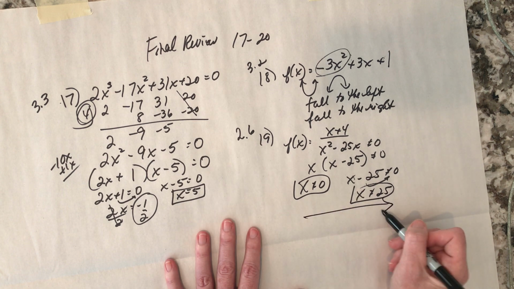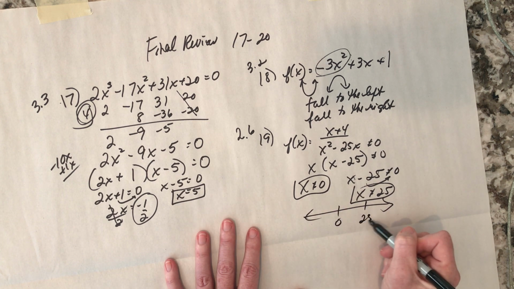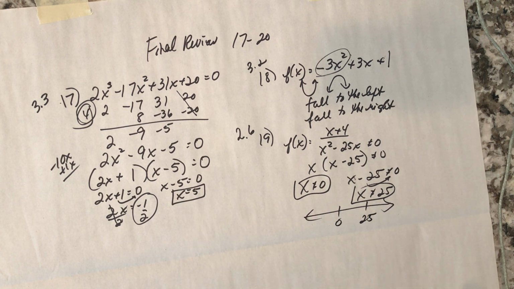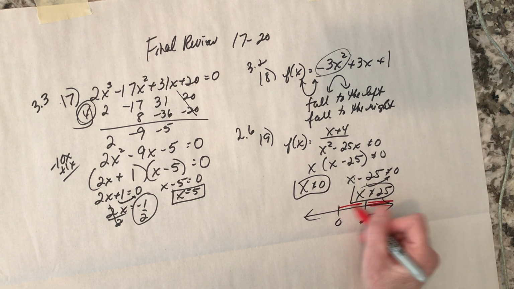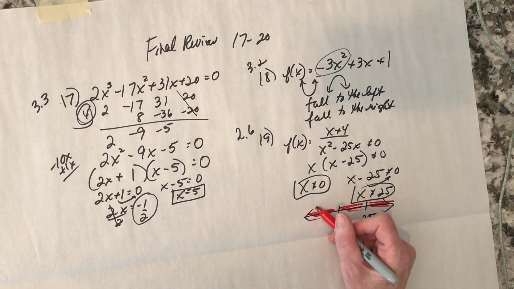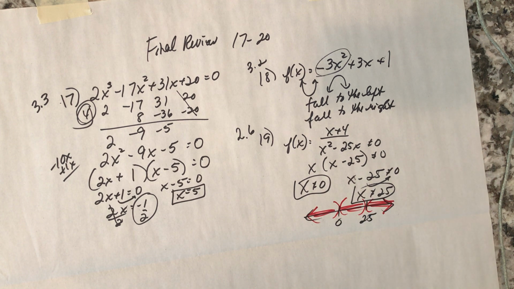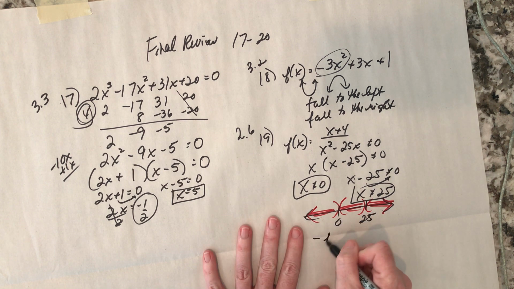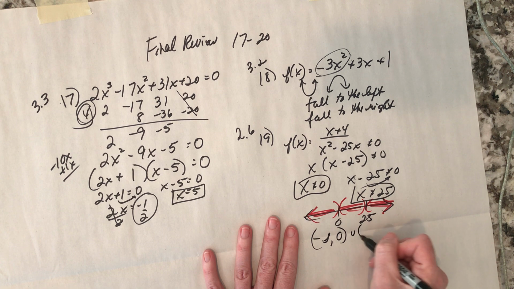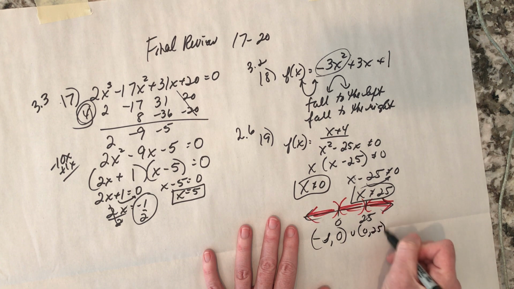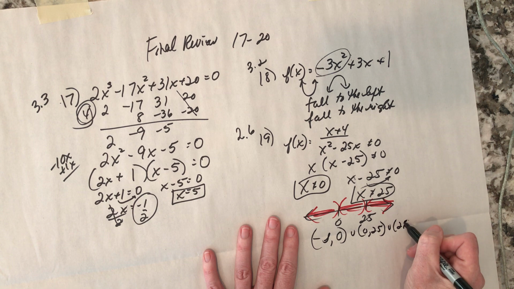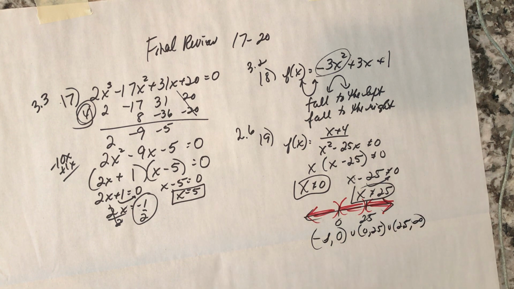If they ask you to do it in interval notation, you're good for anything over there, anything between them, anything to the left. Not 0, not 25. So we've got negative infinity to 0, union 0 to 25, union 25 to infinity. Got all three of those gaps, 1, 2, 3. Two numbers, break it up into 3 parts.